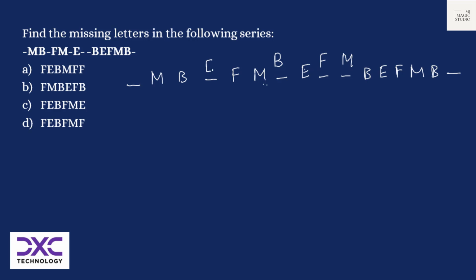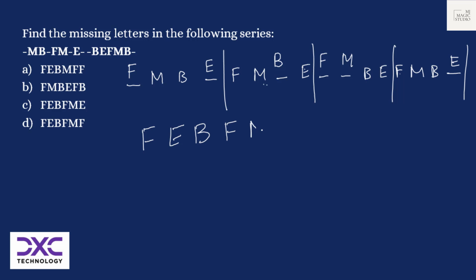So its pattern is like this. After B is E, we can write E here. Before M is F, and after B is E. Let's identify the pattern if it is fitting in: FMBE, FMBE, FMBE, FMBE, bingo. It's again a visual treat. Identify the cluster letter before and after that and try filling the blanks. So our answer should be F, E, B, F, M, E. F, E, B, F, M, E is in option C.